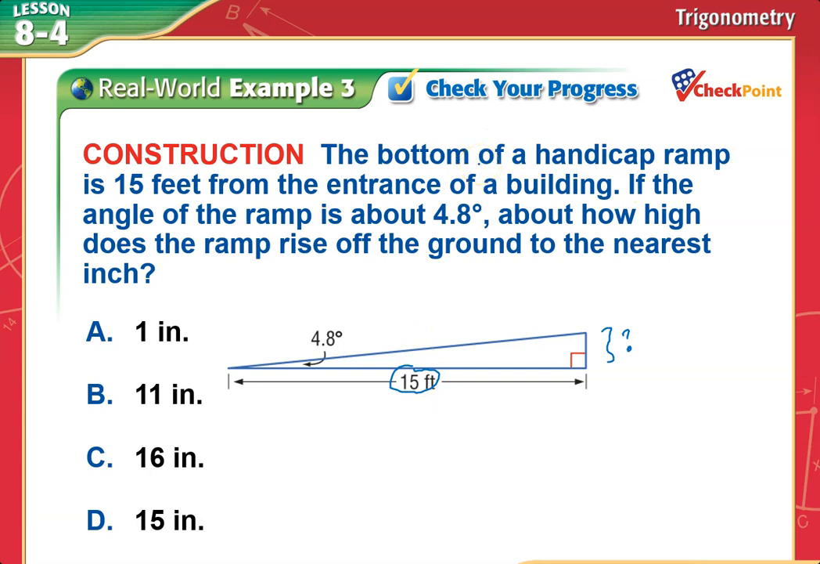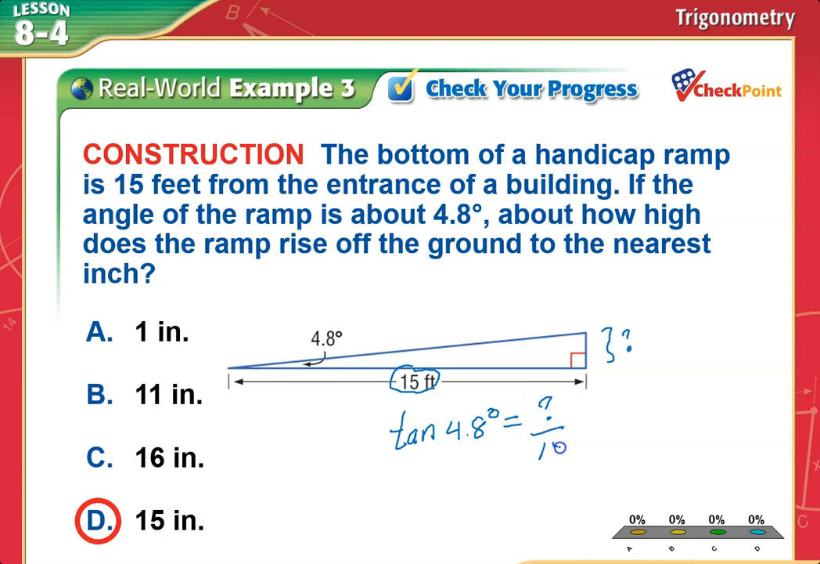So go ahead and pause your video to see if you know how to solve it. I'll give you a hint. You're going to use tangent. Okay, you've got an answer of approximately 15. Let's see why. So we're going to have our statement here: tangent of 4.8 degrees is equal to the question mark over 15. So we can solve for the question mark by taking 15 times tan of 4.8.